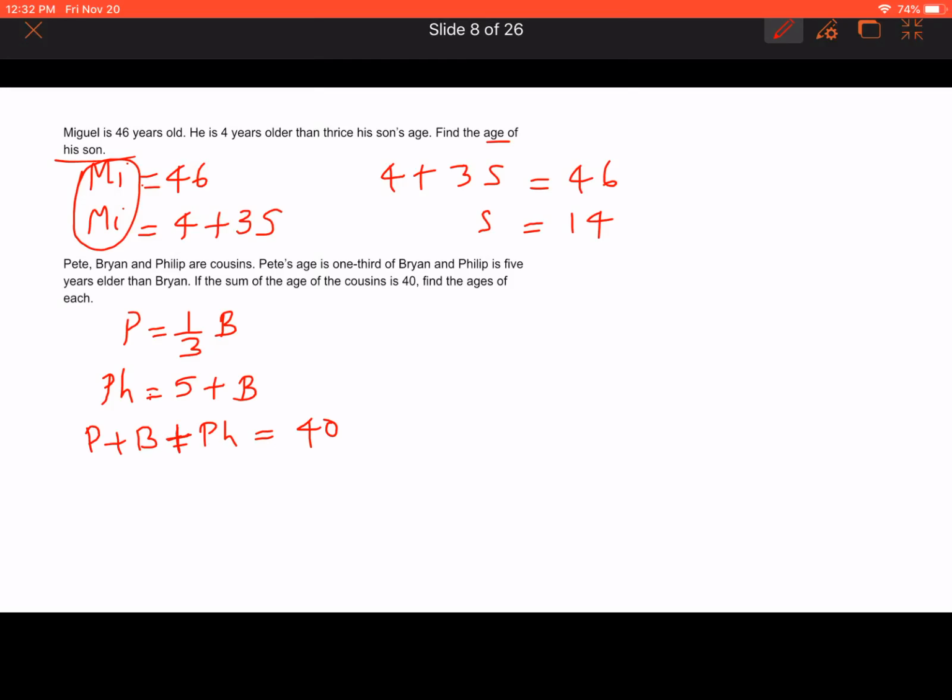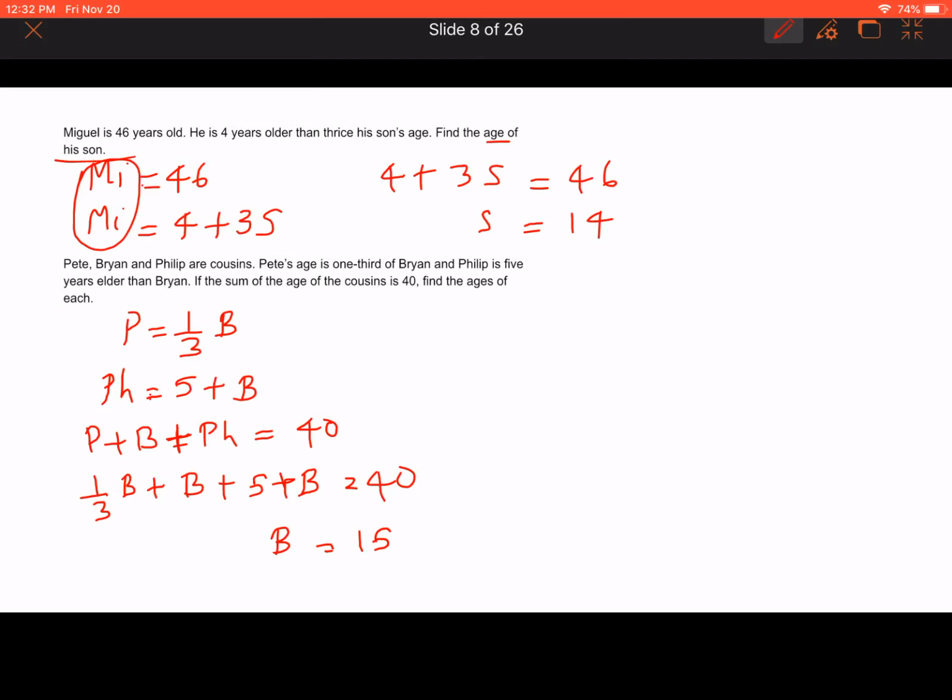Okay. So it's very easy. Now they have relatively given the age of Pete and Philip with Brian. So we have to substitute those values. Instead of P, we write it is 1/3 of Brian, and Brian's age we don't know, and Philip in relation to Brian, he is 5 years elder. So everything is in terms of Brian now. So when we solve the equation, we will find the age of Brian to be 15.